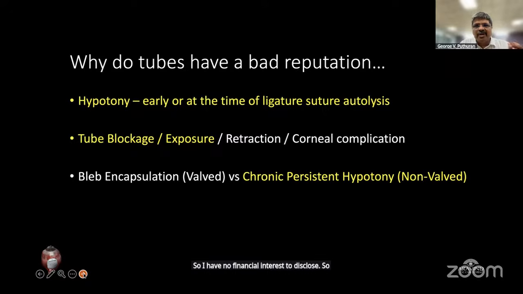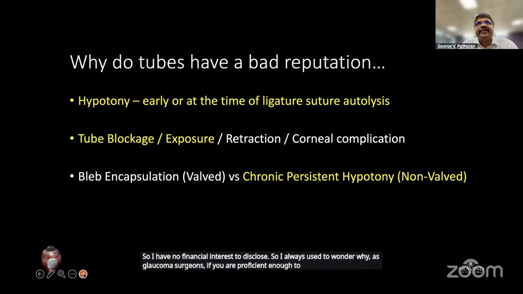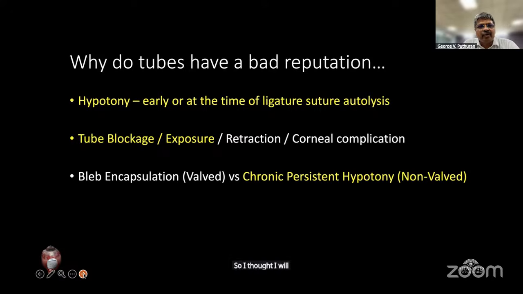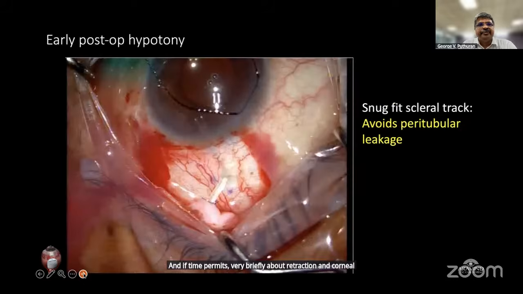So I always used to wonder why, as glaucoma surgeons, if we are proficient enough to do a good trabeculectomy, why not all of us can do a good tube also? So it's basically the safety profile of the surgery that is a hindrance for many of us. So I thought I will cover hypotony, tube blockage, tube exposure, and if time permits, very briefly about retraction and corneal complications due to tube.